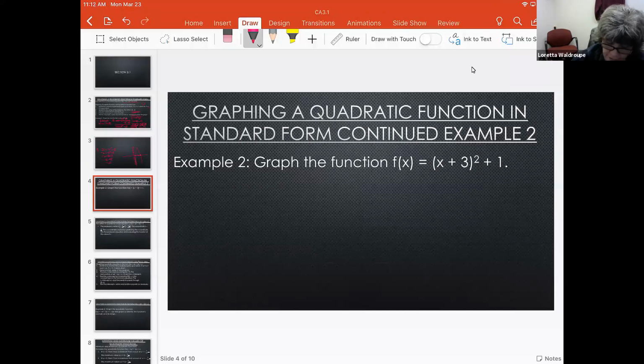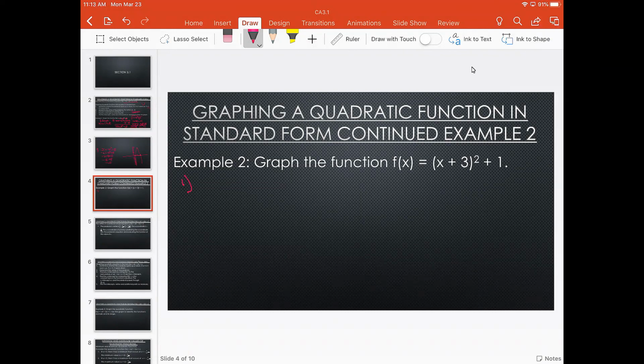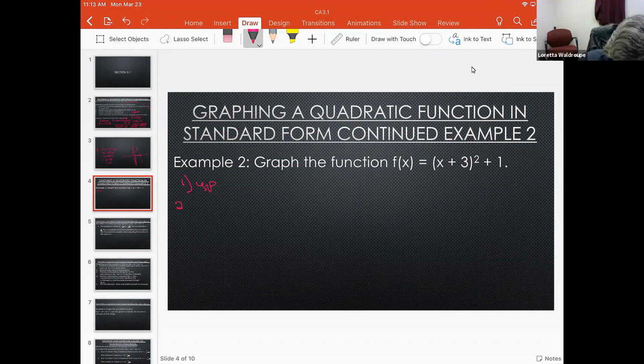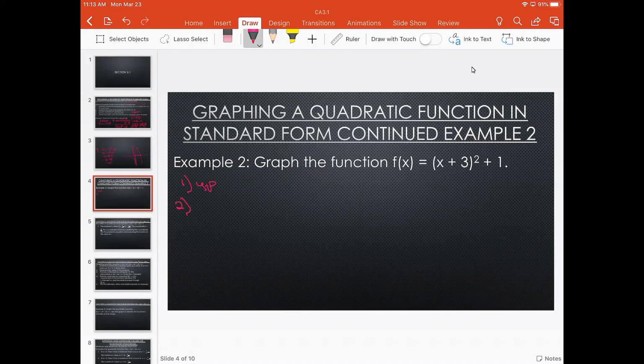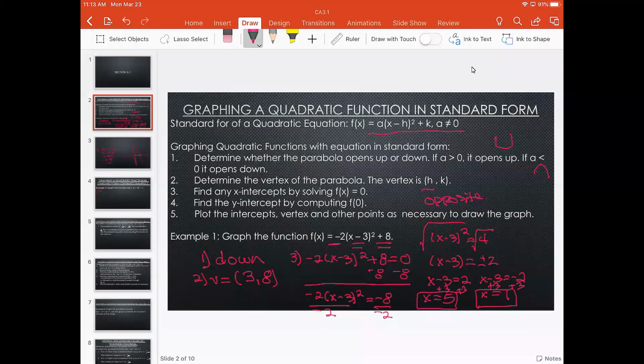Okay, so we're going to do the same thing here. Are you ready? Step 1. Does that graph open up or does it open down? Opens up. It opens up because it's a positive. Okay. What's my second step? Vertex. Look back up there. What does it say? What is the vertex?